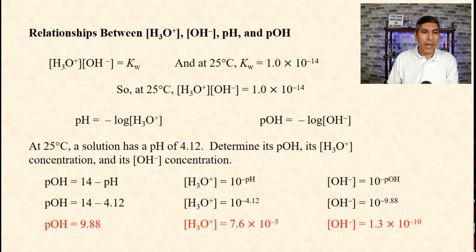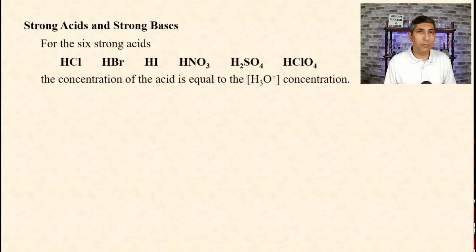Now, speaking of acids and bases, it's important that you're able to work with strong acids and strong bases. You have to recognize the strong acids. The AP curriculum sets out 6 strong acids that you have to know. Now, some textbooks and some teachers may include some others. That's great. These are the 6 that you have to know. Hydrochloric acid, hydrobromic, hydroiodic, nitric, sulfuric, and perchloric. And the concentration of an acid, if it's a strong acid, is equal to the concentration of the hydronium ions.